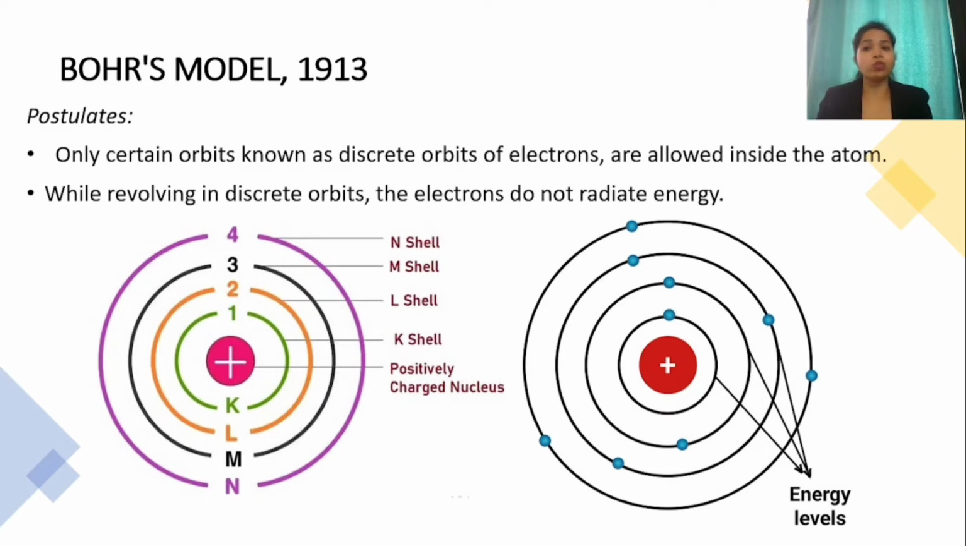Bohr came up with two postulates which clarified why the atom is stable within this model. So he said that there are only certain orbits, which are known as discrete orbits of electrons, and they are allowed inside the atom. And also, while revolving in these discrete orbits, the electrons do not radiate energy. That means they are not losing their energy while they are revolving in these special orbits.